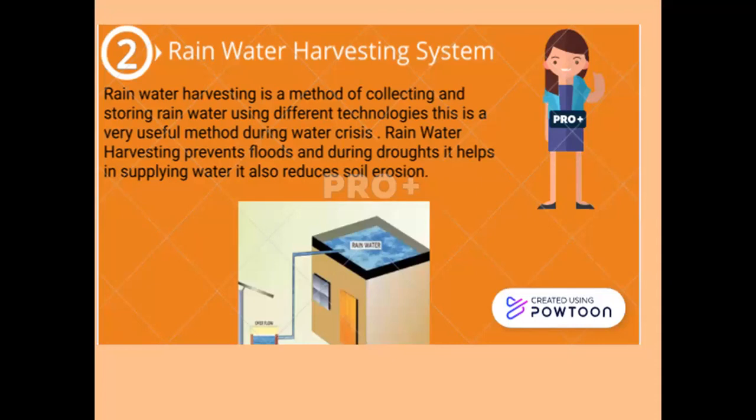Let me explain. Now, rainwater harvesting system is basically a method of collecting and storing rainwater. Whenever it rains, if you want to store and collect all the water that comes down and keep it for times of need, then you can follow this system, the rainwater harvesting system. All you have to do is collect and store it, using a variety of technologies. It is a very, very useful method during water crisis. In droughts, it helps us supply water, it reduces soil erosion, and it even prevents floods. So that means it's also eco-friendly.